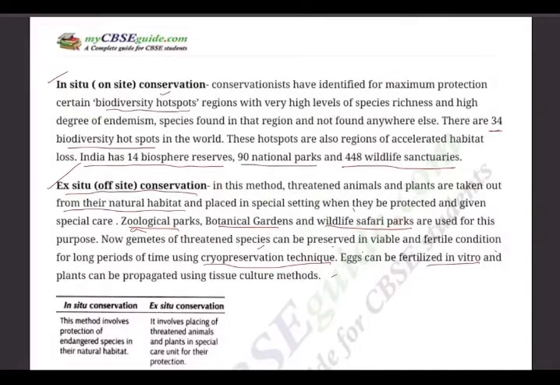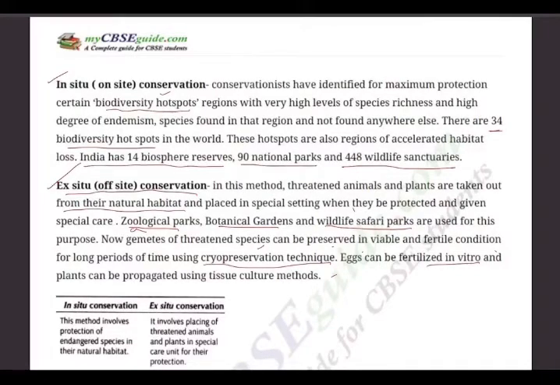And gene banks are institutes that maintain stocks of viable seeds, like you've got seed banks, live growing plants, orchards, tissue culture, frozen germplasm with the whole range of genetic variability.